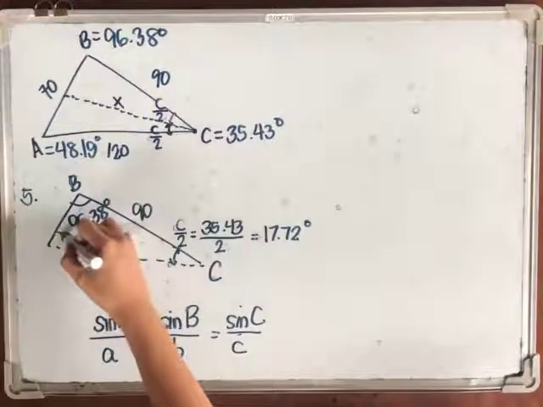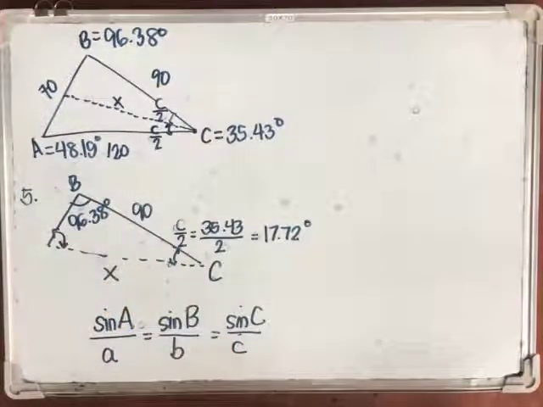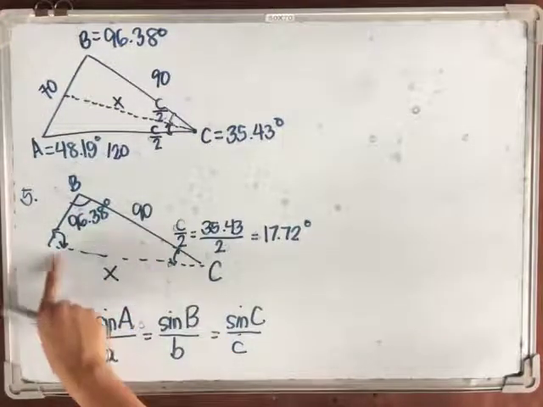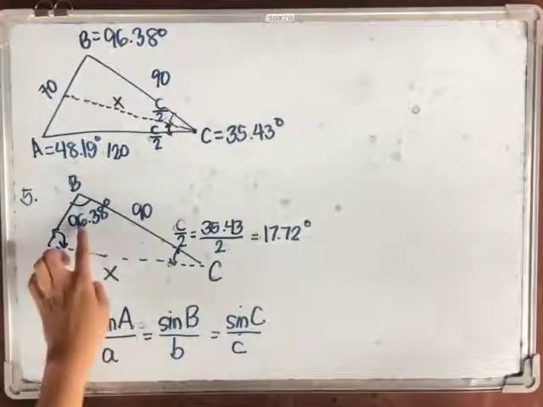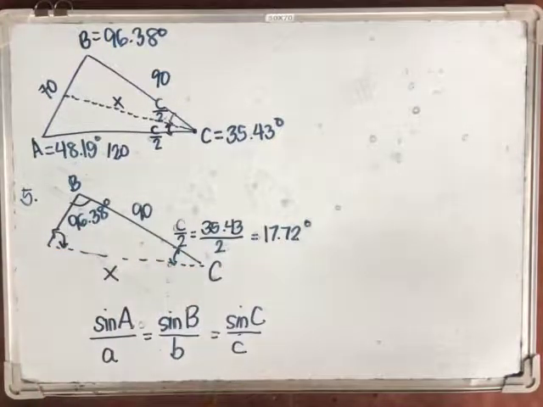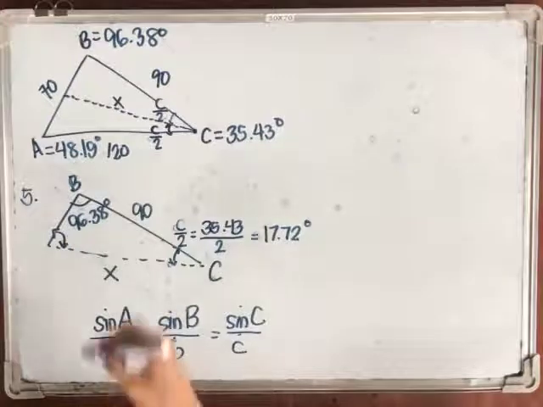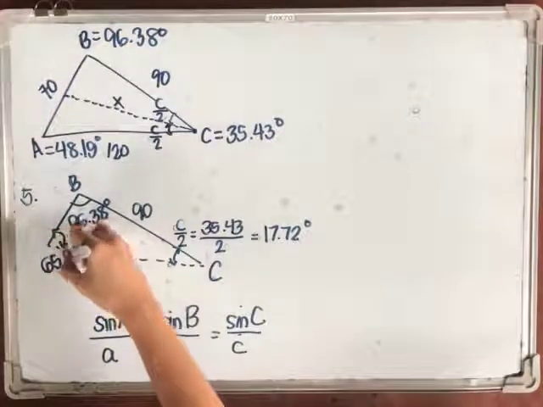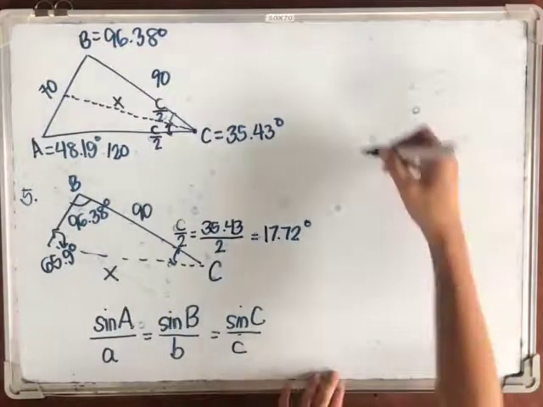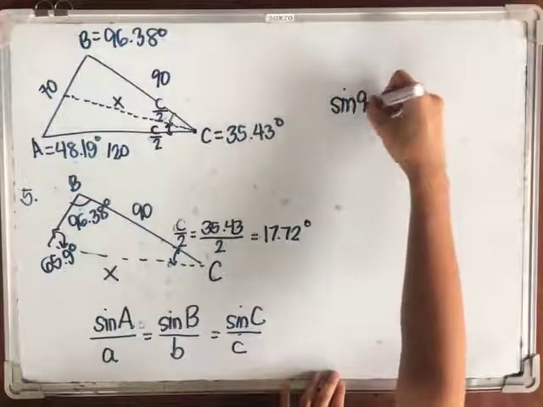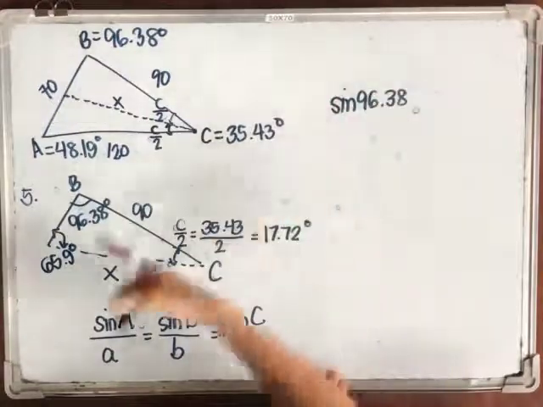Okay? So, kailangan natin mahanap ano muna itong angle nito. That is very simple now. We can compute this by 180, that's the total angle na dapat na dyan sa triangle na yan, minus 96.38, minus 17.72. That would give us 65.9 angle value natin. Okay? 65.9 degrees.